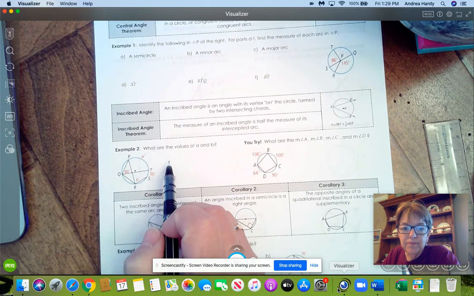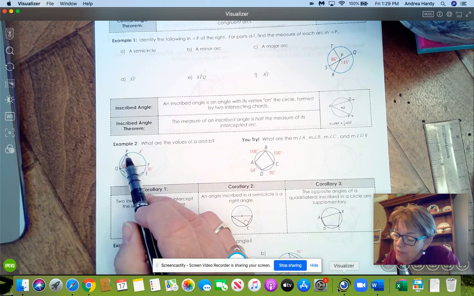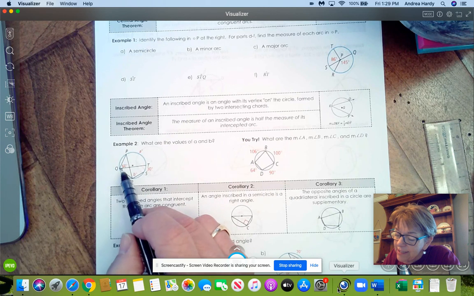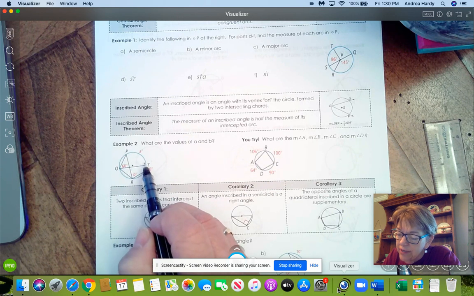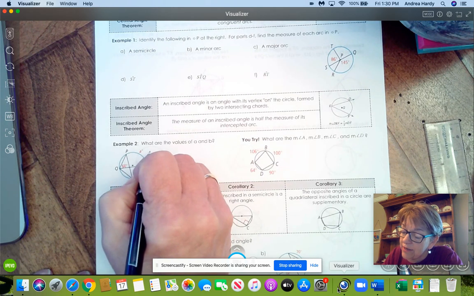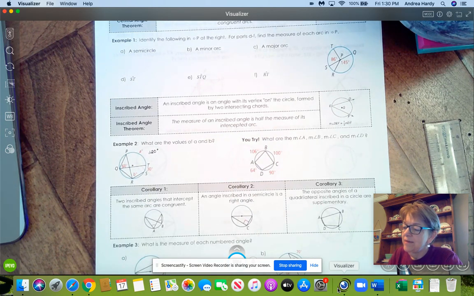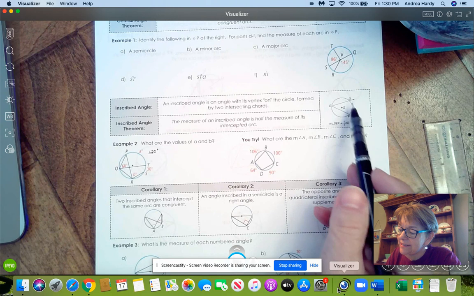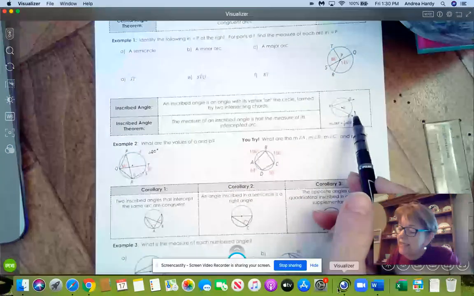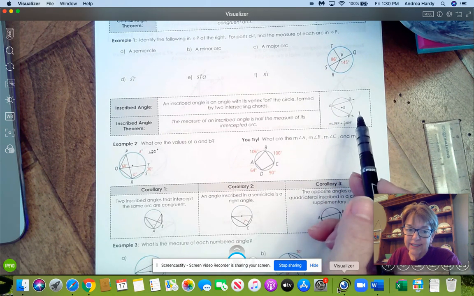Here's an example. What are the values of A and B? A is pretty easy. I can see that this right here is 60 degrees. This right here is an inscribed angle. So the measure of this arc is going to be twice that, or A right here is going to be 120 degrees. Because our theorem up here says that this arc is twice what this angle is, or this angle is half of what this arc is out here.